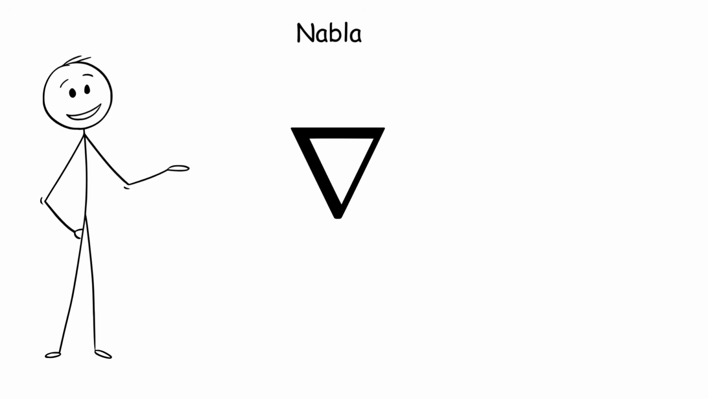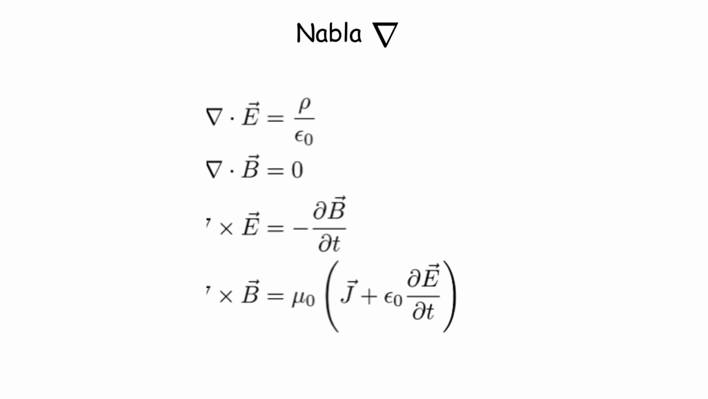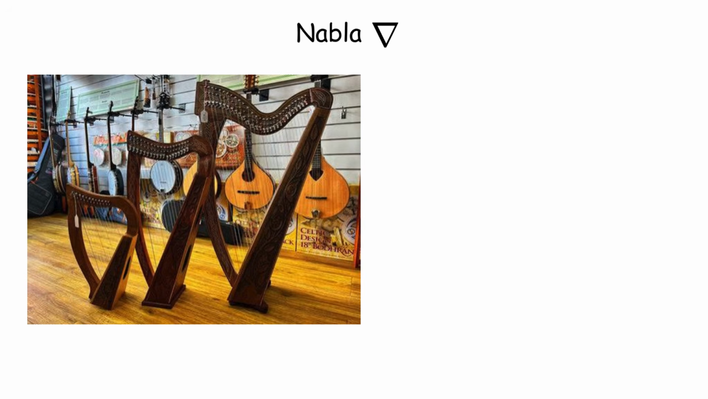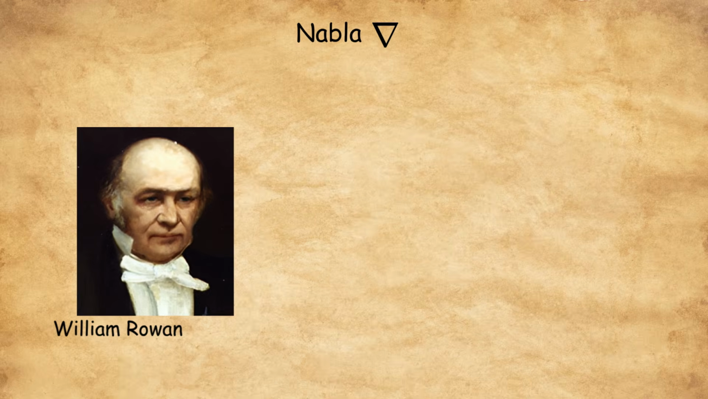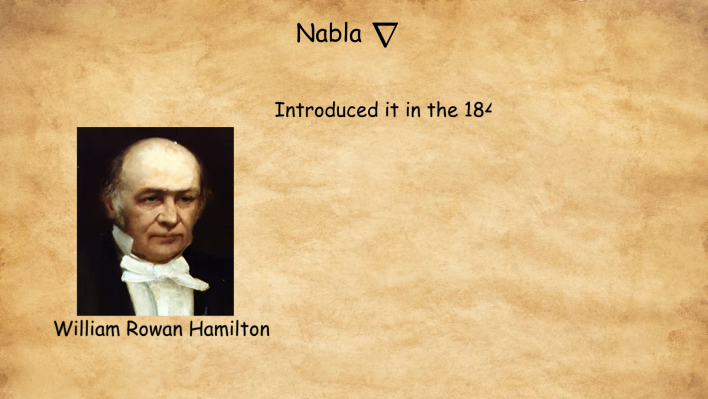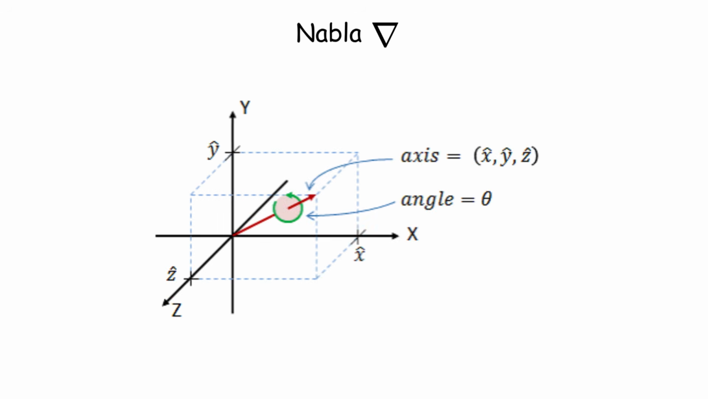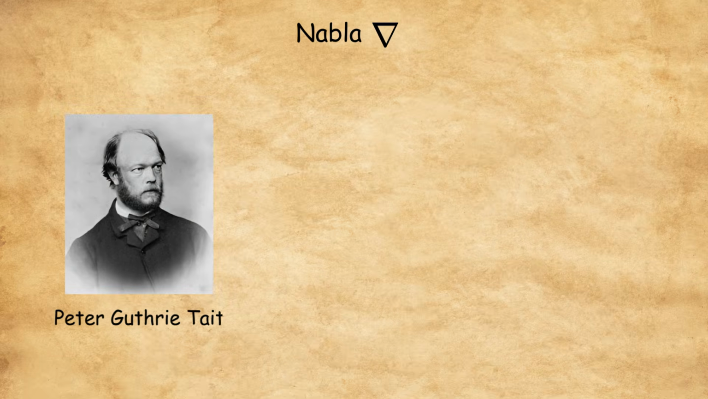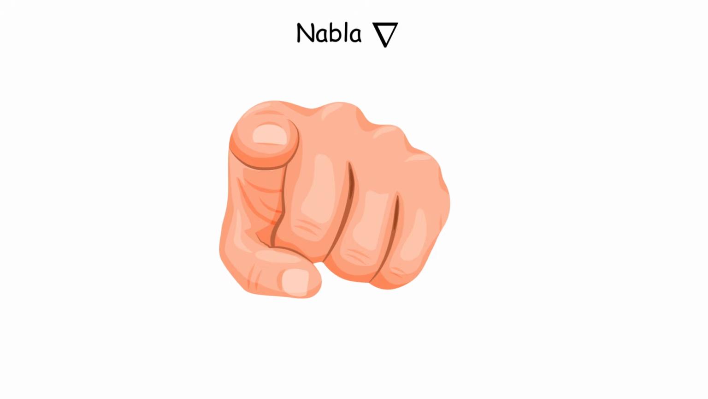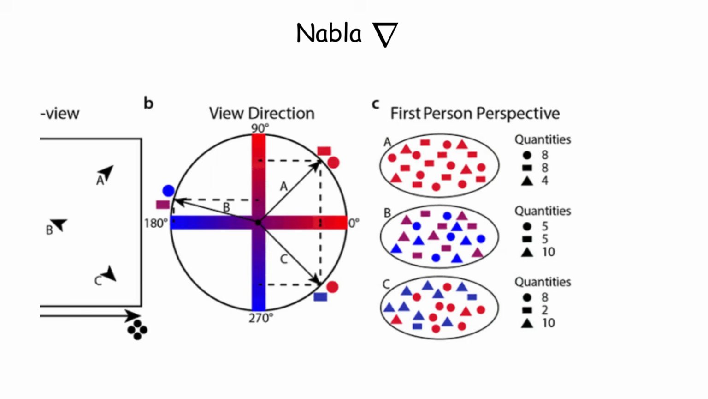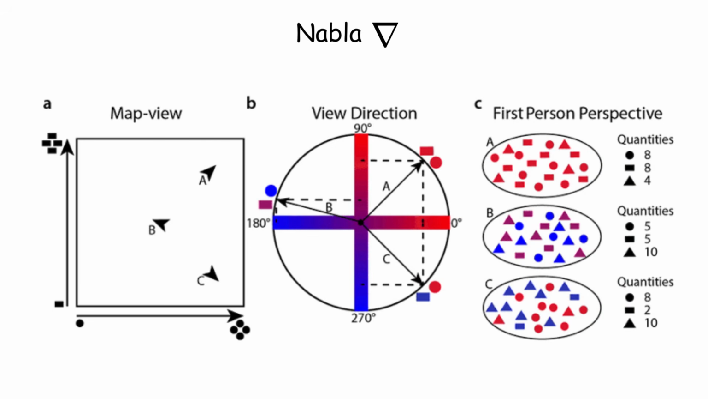Nabla. That triangle is called Nabla, and it comes from vector calculus. It takes its name from an ancient harp with a similar shape. Mathematician William Rowan Hamilton introduced it in the 1840s while working on quaternions, and physicist Peter Guthrie Tait later turned it into a standalone operator. Once it existed, Nabla spread everywhere physics needed to describe how quantities change through space.